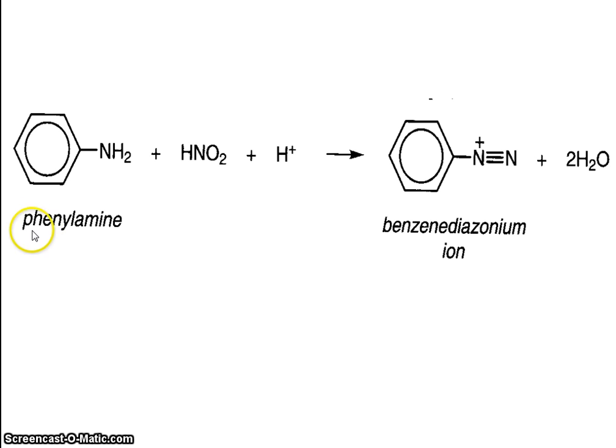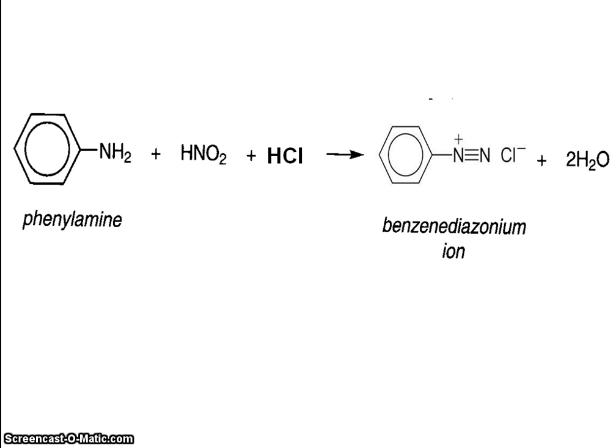So here we have the phenylamine. As you can see, the amine group is directly bonded to the benzene ring, reacting with the nitrous acid conditions, giving us the diazonium ion, benzene diazonium ion, and water produced as well. If we show the hydrochloric acid as part of the equation, it changes slightly there, you can see we've introduced the chloride, so the product we can now show as benzene diazonium chloride.